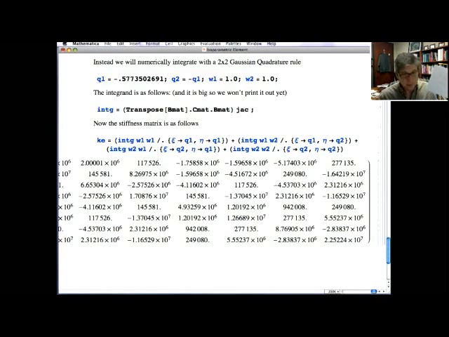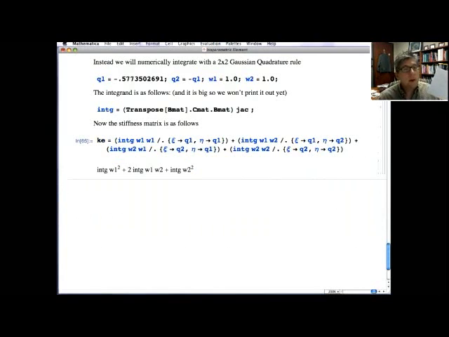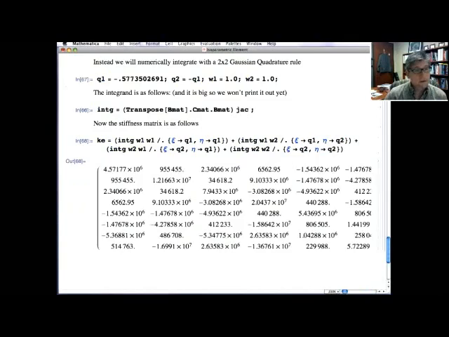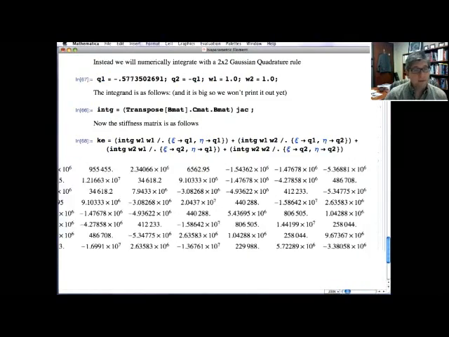And so you can evaluate that. Oh, maybe I didn't figure out what the integrand was. And I also didn't. Okay, so there we go. Now this should work. There you go. And you get the number. So numerically, this is the stiffness matrix, okay, for that particular element.